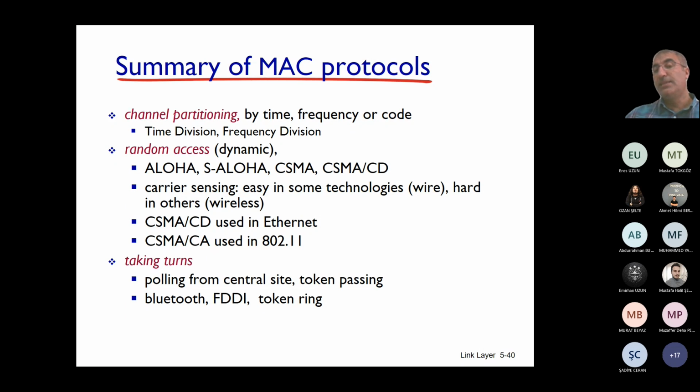Carrier sensing is easy in some technologies and hard in wireless, of course. CSMA/CD is used in Ethernet, CSMA/CA is used in Wi-Fi. The third approach is taking turns, which exploits the advantages of these two approaches. Polling from a central site or token passing are two popular methods in this approach. Bluetooth and FDDI token ring utilize these methods.